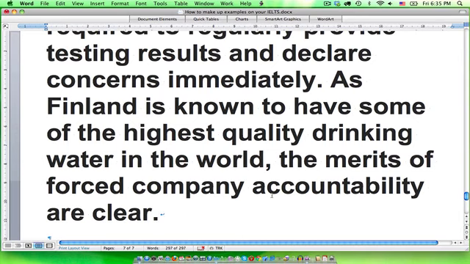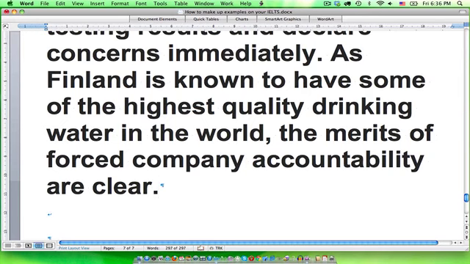So here, you can see that we're kind of wrapping everything up. We're tying it back to the central theme of the essay. And we're using the example to show that this works in Finland. It could work for other countries as well. So basically the evidence is making it clear that this course of action could be a very positive one for the world at large. Okay, so the merits of forced company accountability are clear.